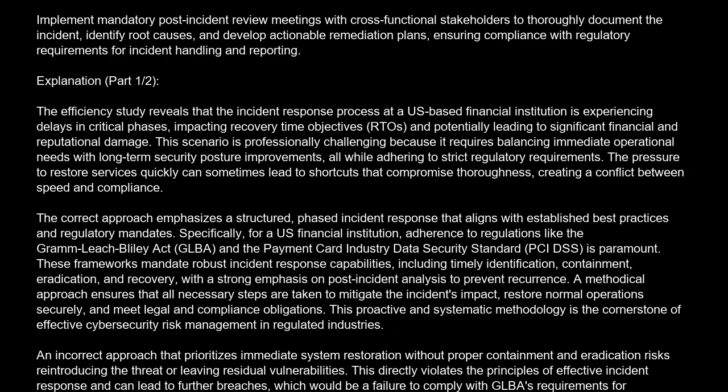The correct answer is A. Implement mandatory post-incident review meetings with cross-functional stakeholders to thoroughly document the incident, identify root causes, and develop actionable remediation plans, ensuring compliance with regulatory requirements for incident handling and reporting. Explanation. The efficiency study reveals that the incident response process at a U.S.-based financial institution is experiencing delays in critical phases, impacting recovery time objectives, RTO, and potentially leading to significant financial and reputational damage.